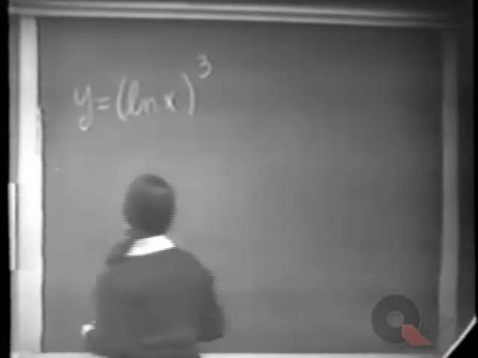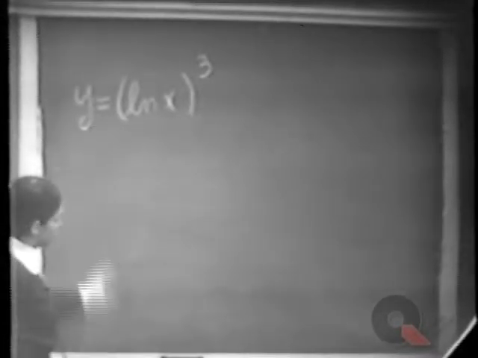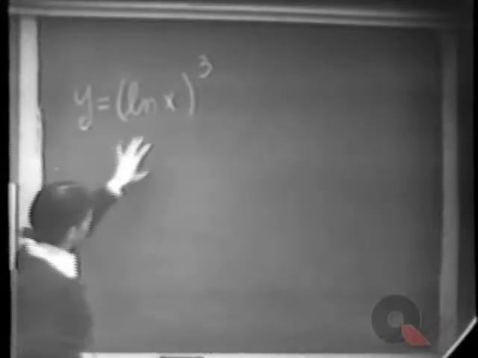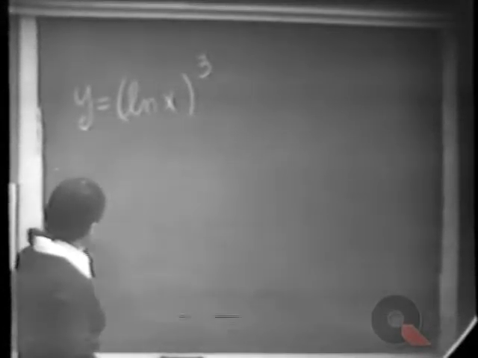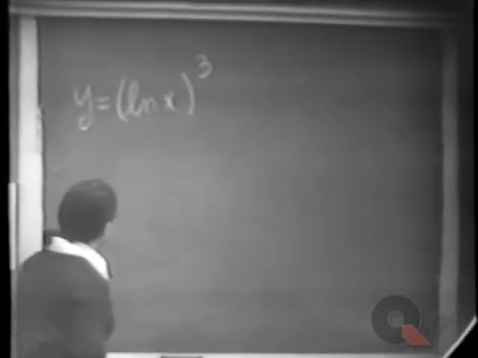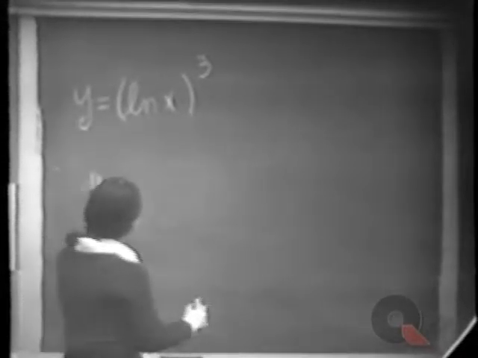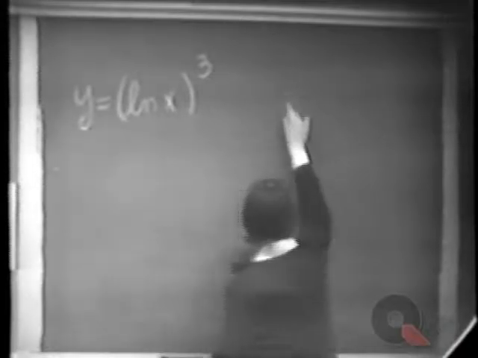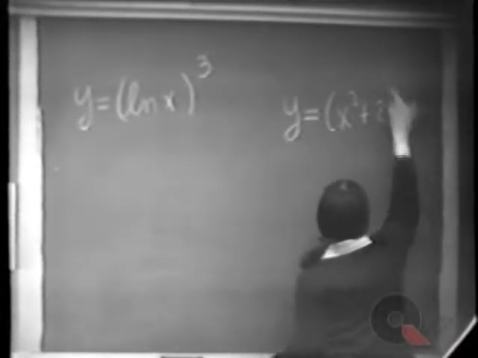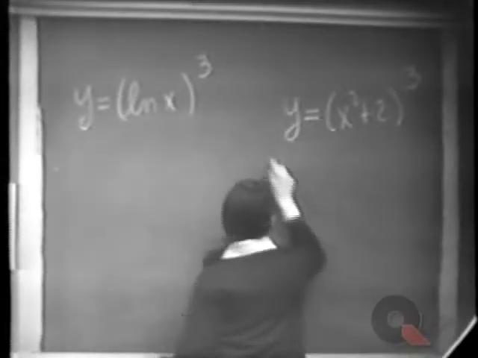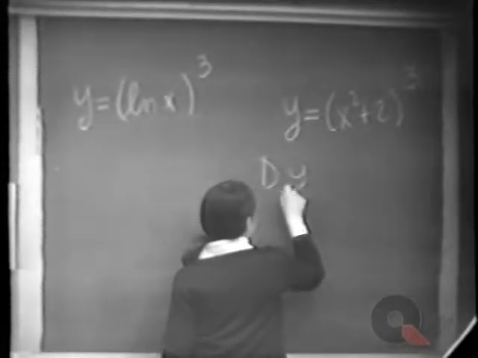Now we would like to find the derivative of y with respect to x. Just because you see a natural log of x, you don't start jumping in and using our new formula. First you have to analyze what type of function we're dealing with. This function is set up similarly to something like this. Say y equals x squared plus 2 to the third power, and we wanted to find the derivative of y with respect to x.